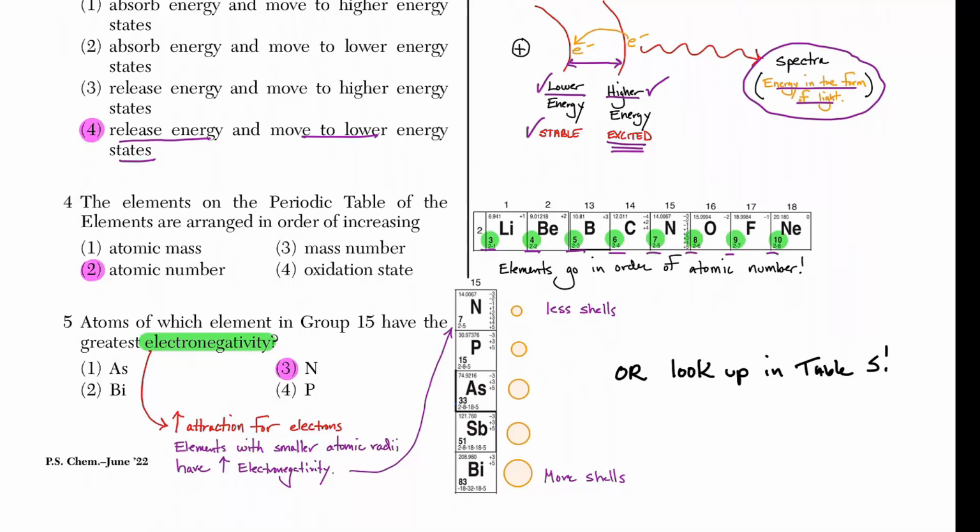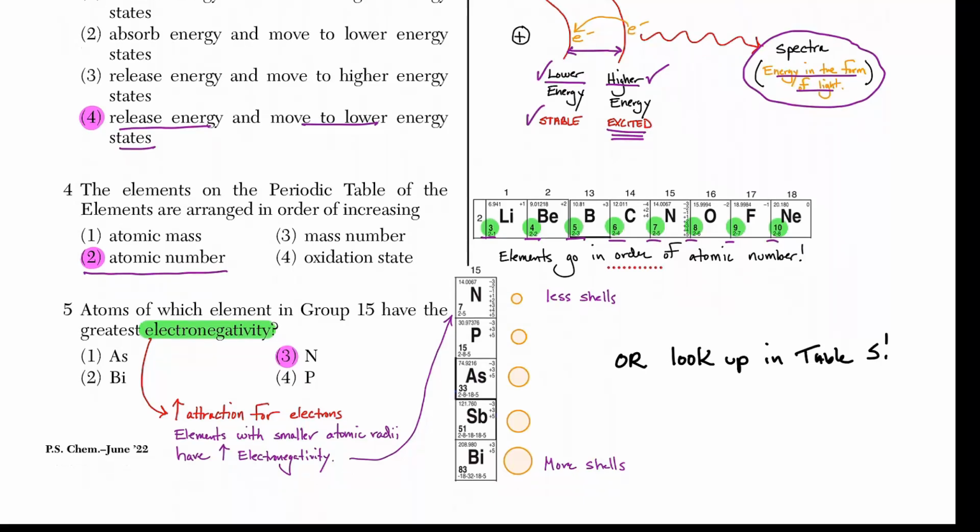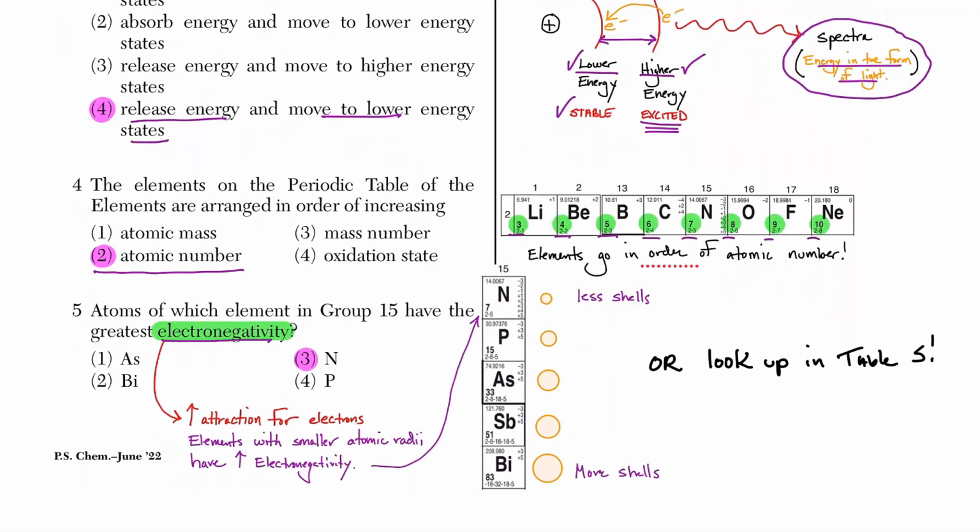So it was rearranged a little bit, but everything goes in order of protons, which, by the way, is the atomic number. All right. Number 5, which atoms in group 15 have the greatest electronegativity? Well, this sounds familiar. Electronegativity is attraction for electrons. And who's going to attract them more? Well, the ones that are smaller atoms that are able to pull their electrons in.